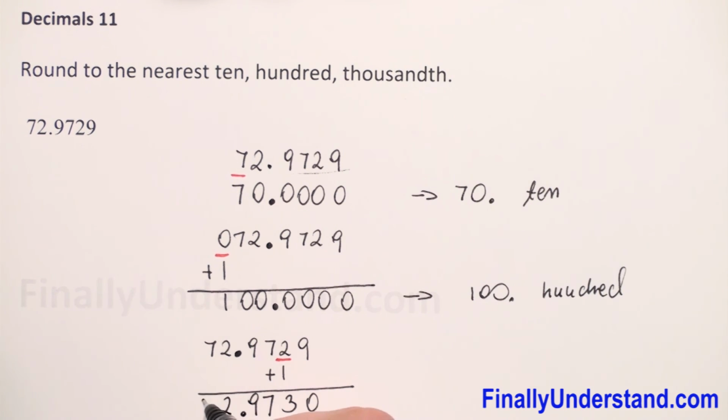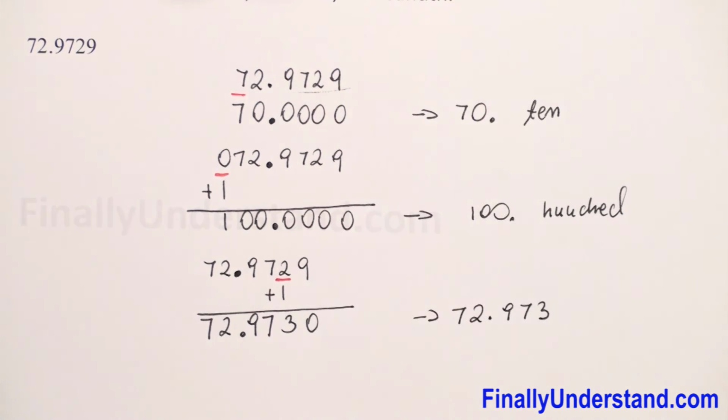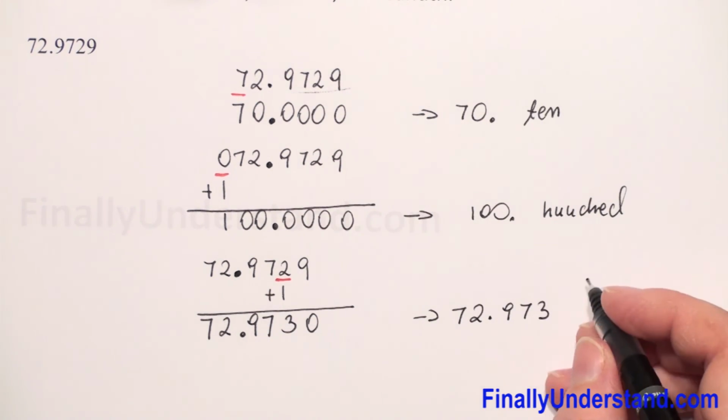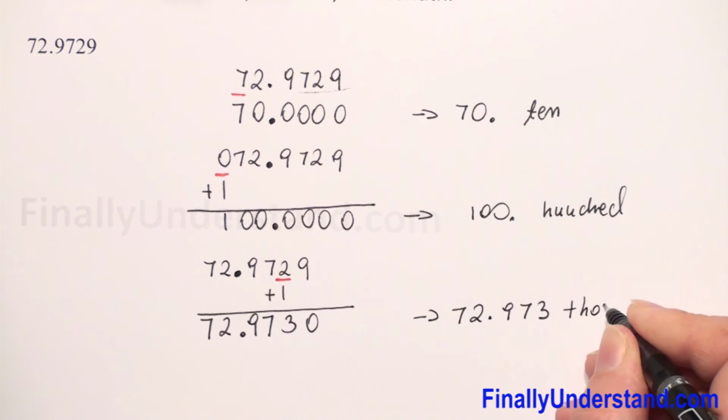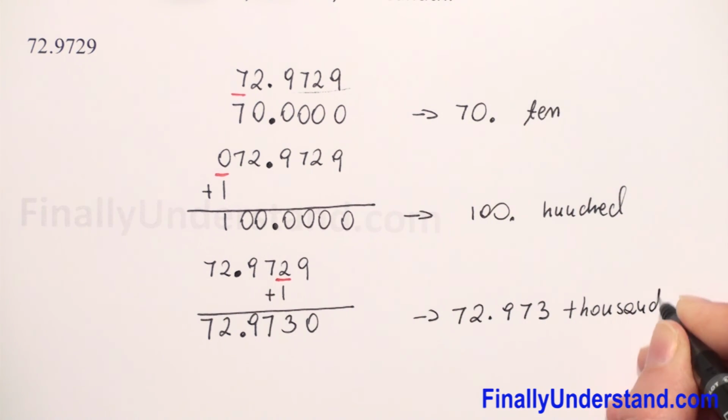Decimal point, 2 and 7. Everything we have before 2, our underlined digit, we have to rewrite. Everything after the underlined digit we change to zeros. So we got 72.973. This was rounding to the nearest thousandth. This is my solution.